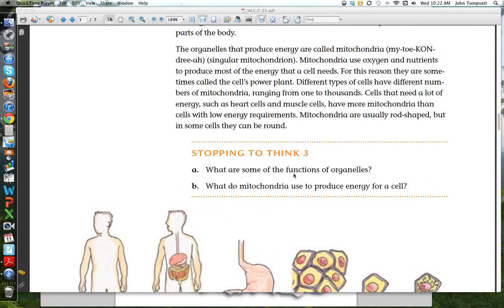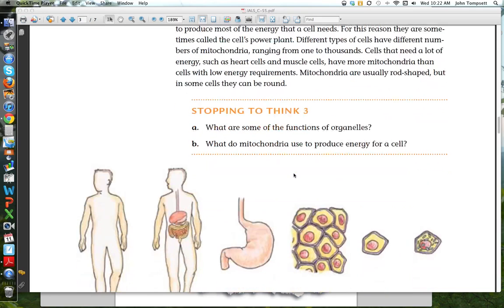Here is the third stopping to think. A, what are some of the functions of organelles? B, what do mitochondria use to produce energy for a cell?